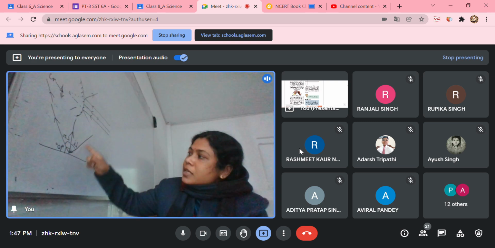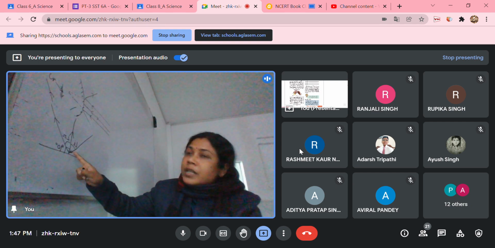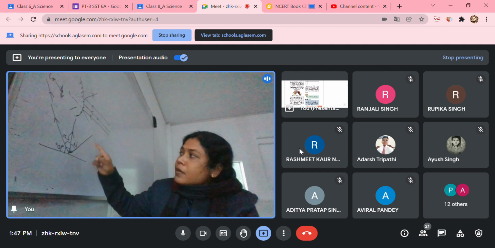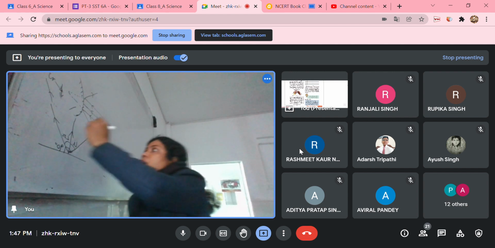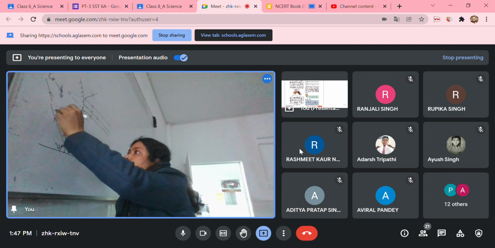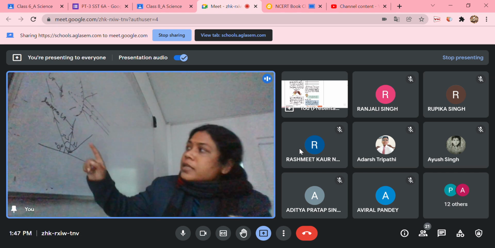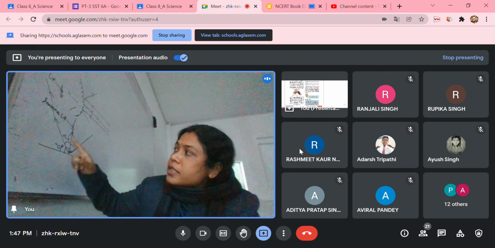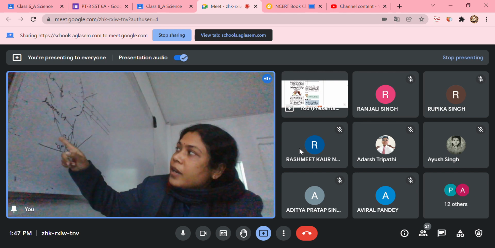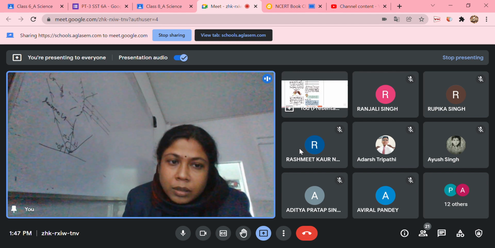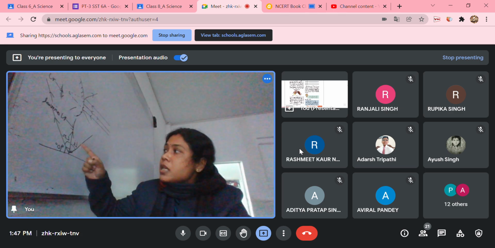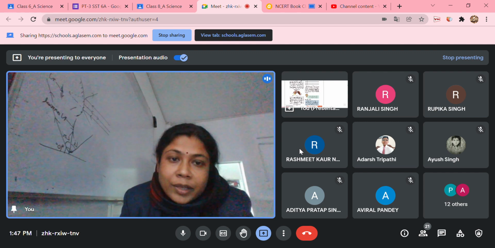So I have taken this angle of incidence. What is the angle of incidence? That is the angle made by the incident ray with the normal. Again, you can see the reflected ray. What is the angle of reflection? It is the angle made by the reflected ray with the normal. Am I clear? So by the laws of reflection, angle of incidence is equal to angle of reflection. Am I clear? Yes, ma'am.